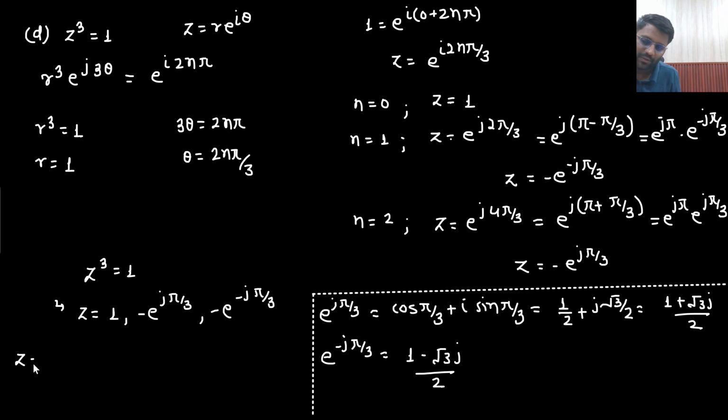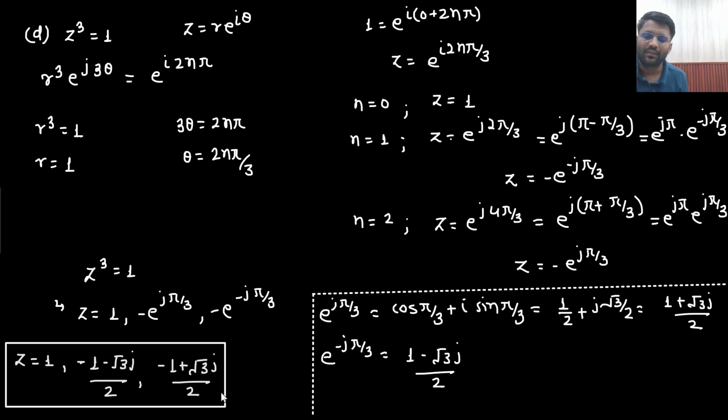So z is coming out to be equal to 1. With the minus sign outside, it will be minus 1 minus under root 3j divided by 2, and minus 1 plus under root 3j divided by 2. This is the value of z we are getting. So these are the values of z.